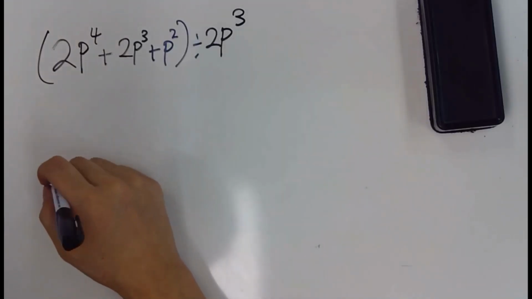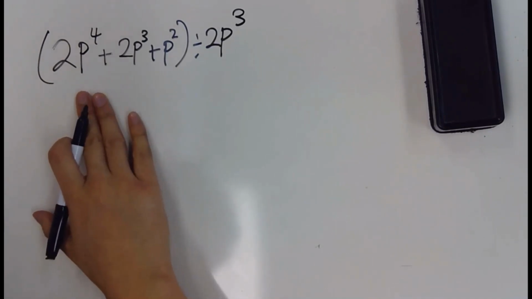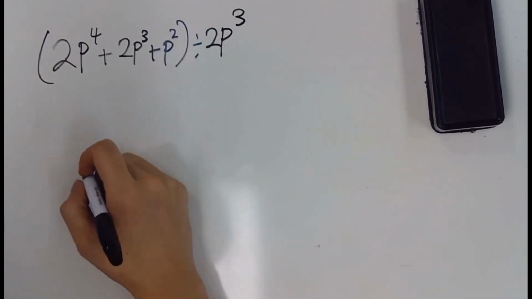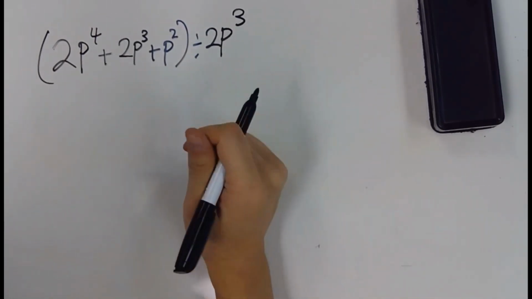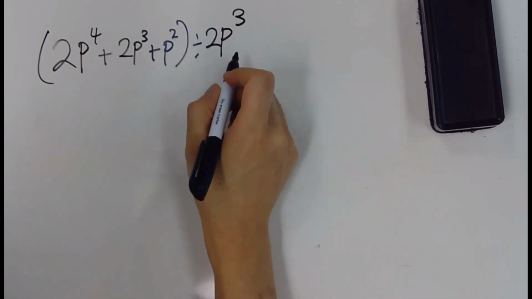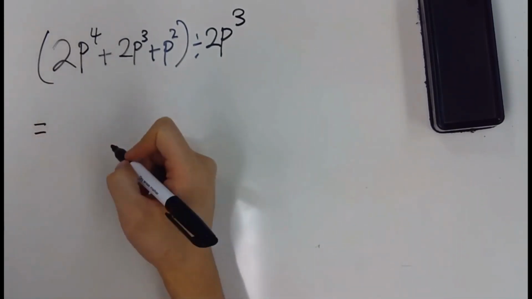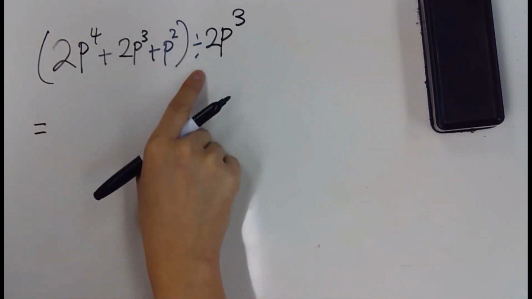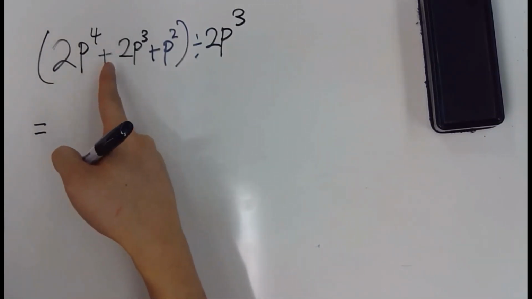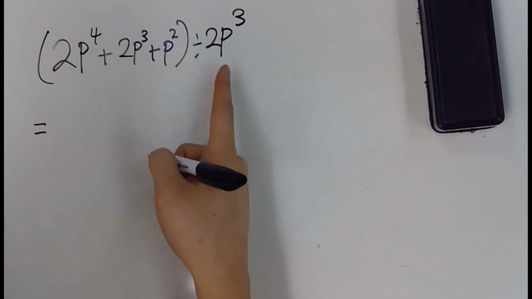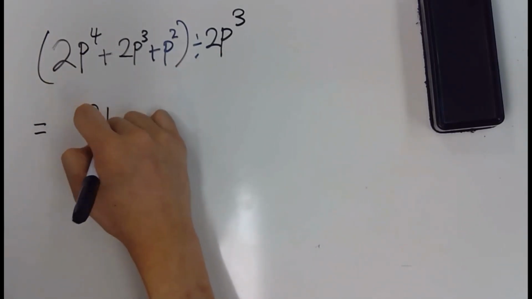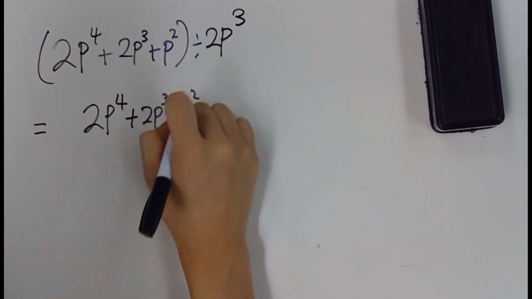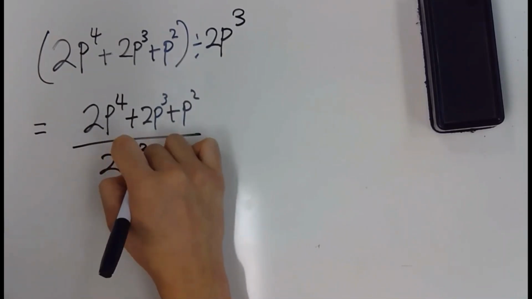Now, let's get to the main part of the lesson. Today we are going to be learning about how to divide a polynomial by another polynomial. To be more specific, a monomial, which means it's a polynomial with only one term. The first step is going to be the same as before. We're just simply going to be writing the division as a fraction. So 2p to the power 4 plus 2p cubed plus p squared divided by 2p cubed is going to be rewritten as 2p to the power 4 plus 2p cubed plus p squared over 2p cubed.